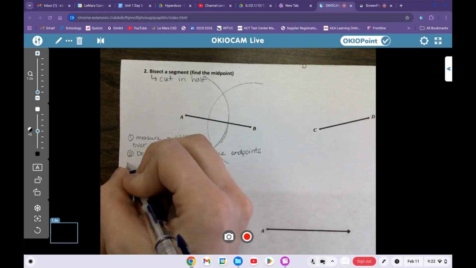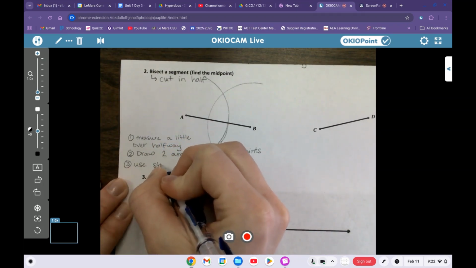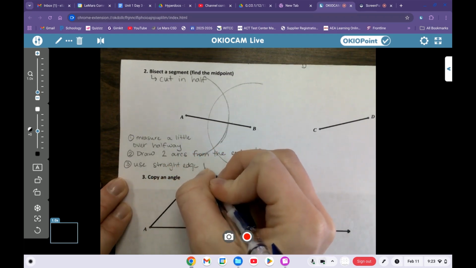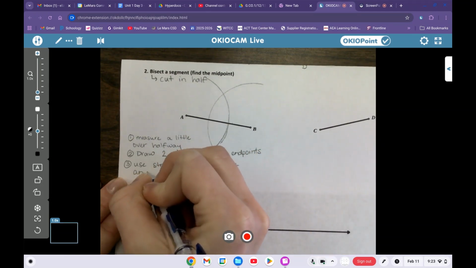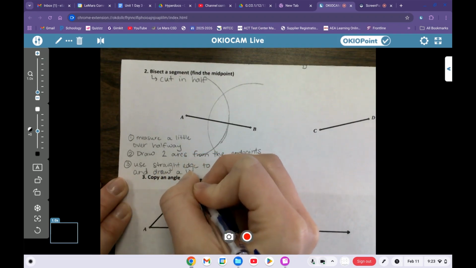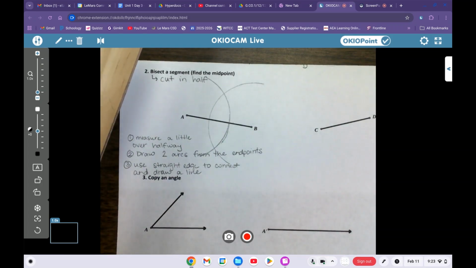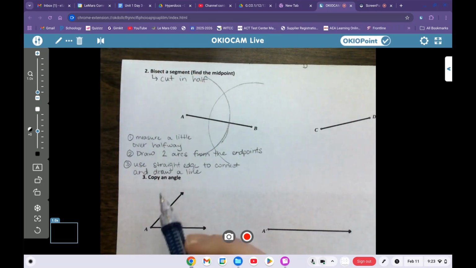Okay, and this is going to be our last step. We're going to use a straight edge to connect and draw a line. Okay, so remember I gave you that paint stick. This is going to be your straight edge that you're going to use. So I'm going to use this to connect those 2 intersections on my arcs there, and I'm just going to draw a line, and that's going to be my bisector.